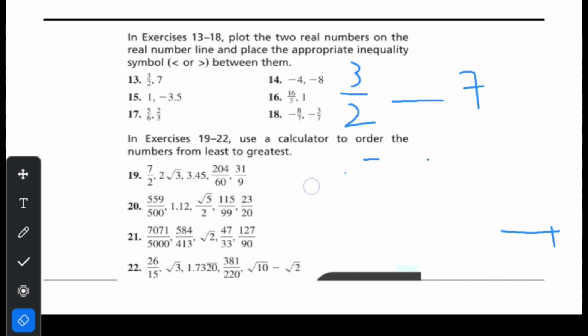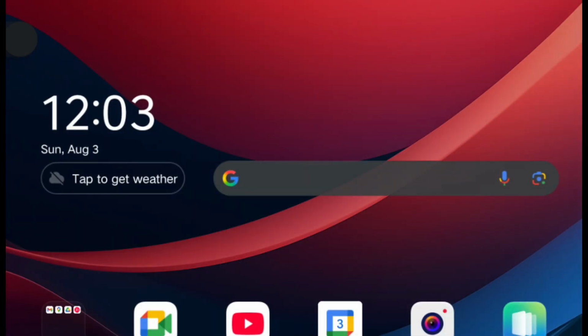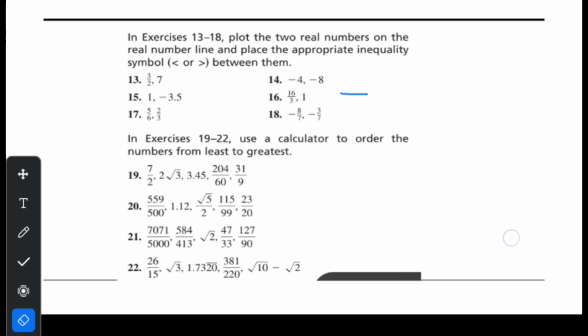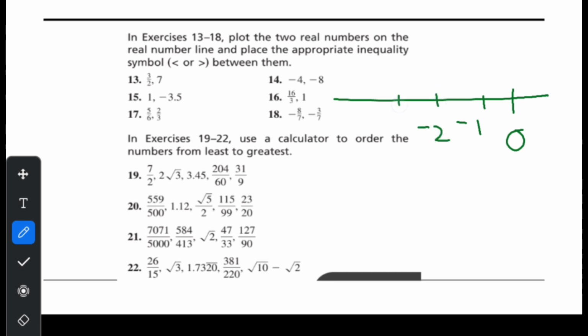Now let's see question number 14, which is different in the sense that both are negative numbers. So again we need to draw a number line. Now since both these numbers are negative, we'll mark them on the negative side, on the left side of the 0, and we'll see which is near the 0 and which number is away from it.